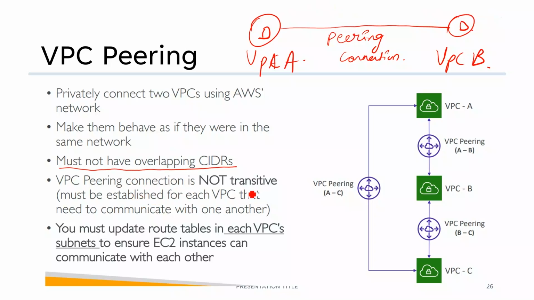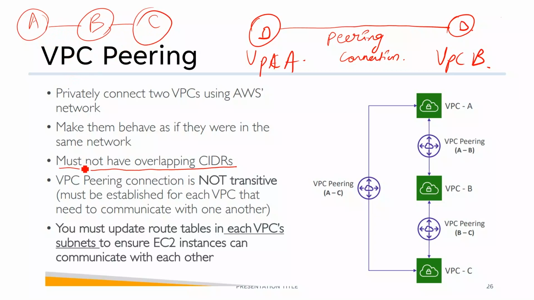VPC peering connection is not transitive, it must be established for each VPC that needs to communicate with one another. So what is this thing? If you have a VPC A and you have established a connection with VPC B, so these two are peered, then VPC B is peered with VPC C. It doesn't mean that if traffic wants to reach from A to C, it can go through B. It is not transitive like this. If your traffic needs to reach from A to C, you have to create another peering connection from A to C itself.